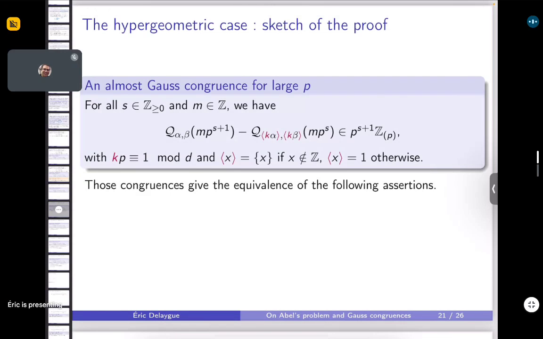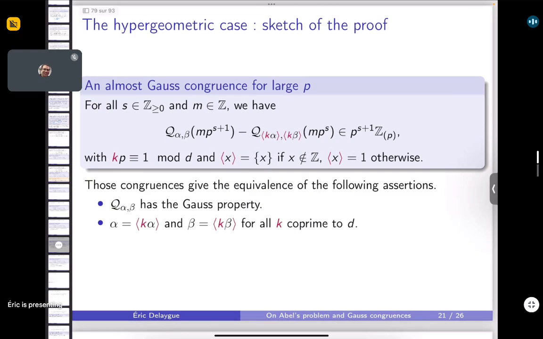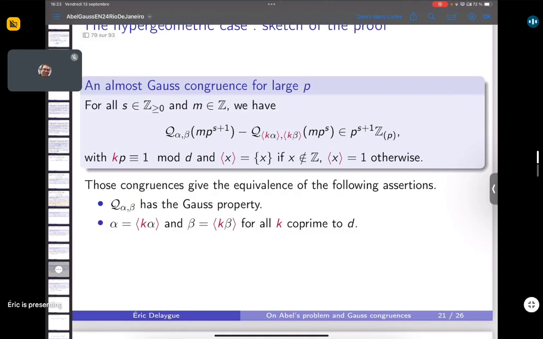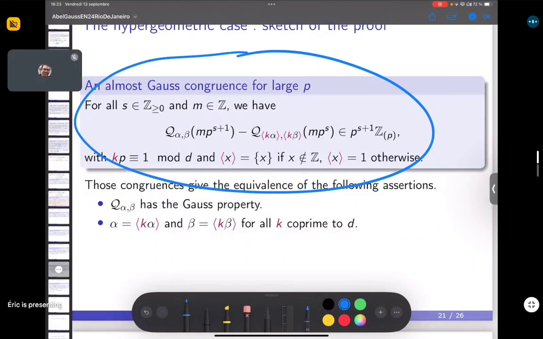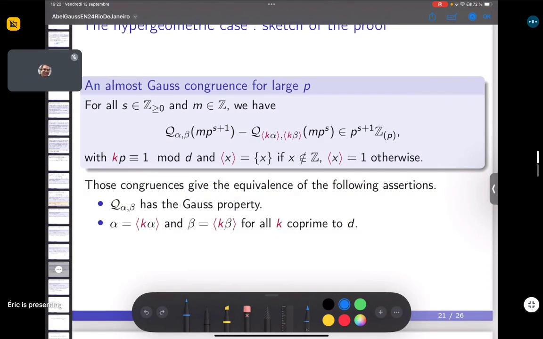And now we have an equivalence: the original sequence has the Gauss property if and only if the alpha are equal to k alpha. So there is something which is hidden. The first thing is obviously the proof of the congruence. I don't prove this here because it's a bit cumbersome. And then, as I said, if you have the Gauss property and these congruences, naively you tend to believe that it forces this to be equal to alpha and this to be equal to beta, and in fact this is true. You can prove this.